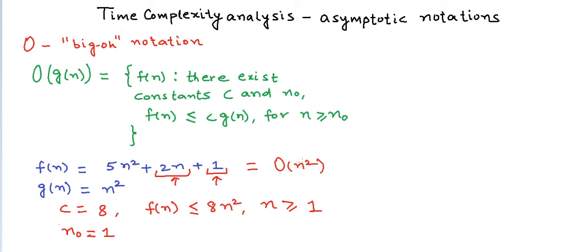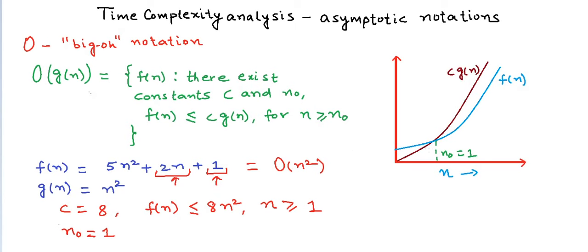Let us now plot these two functions on a graph. So we have plotted the graph here, and you can see that after n equal to 1, that is our n₀, c·g(n) is always greater than f(n). So this assures that f(n) never grows at a rate faster than c·g(n) after n₀. So in this way, big O notation gives us an upper bound of the rate of growth of a function.